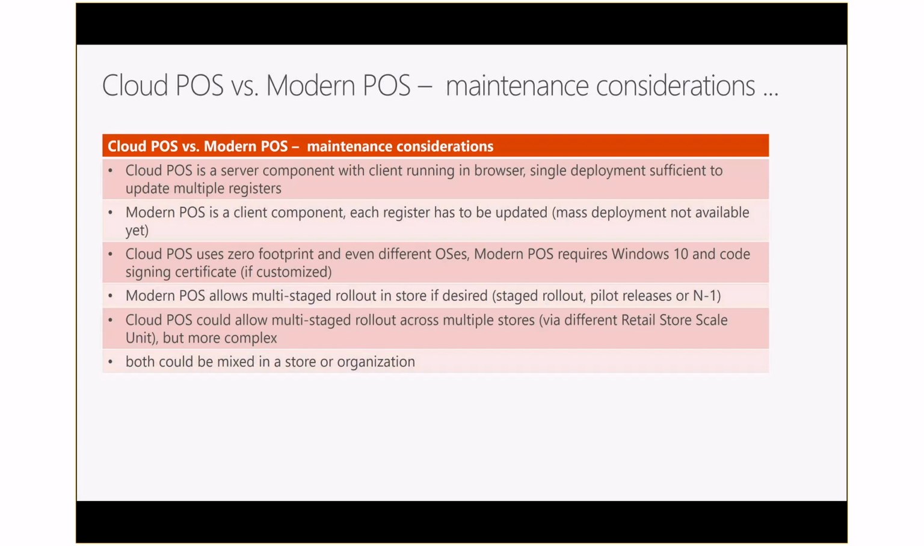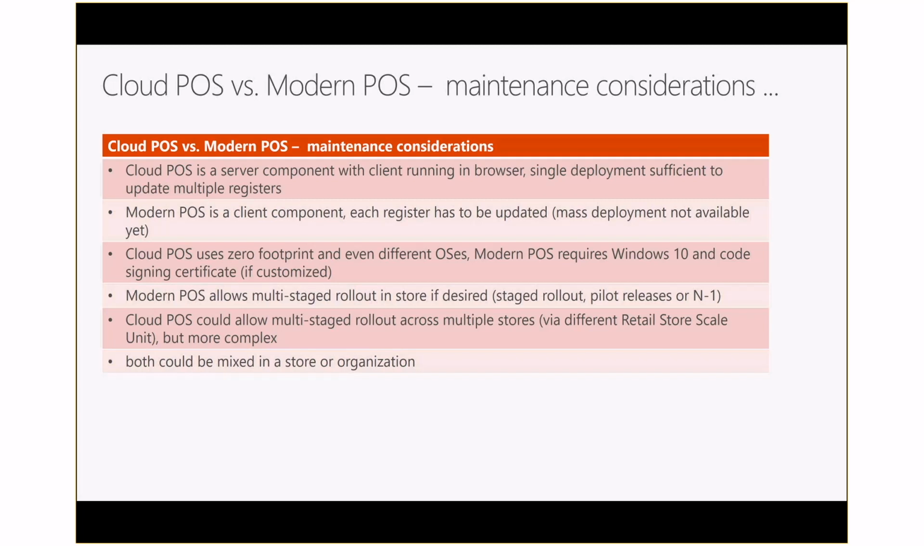Modern POS, starting from the 16.11 release, is a UWP Windows 10 application, which means it requires Windows 10 or Windows Server 2016. For the developers on the call, that means when you download the VHD, you need to pick the 2016 server version.